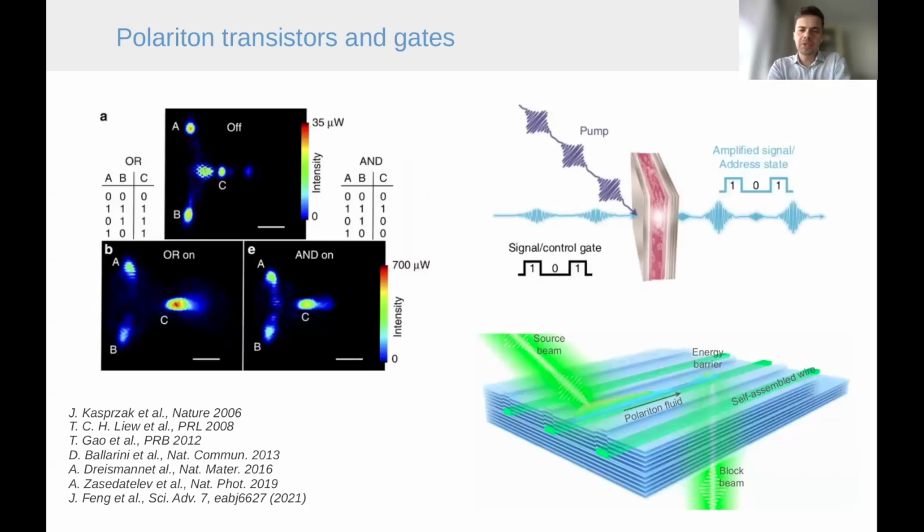So what about computations with polaritons? I mentioned that polaritons have strong interactions. They have very fast propagation and transport properties. So it is natural to think about creating, for example, transistors with polaritons. And this actually was achieved in several experiments that I show here. Initially at cryogenic temperatures, but nowadays there are also several realizations at room temperature.